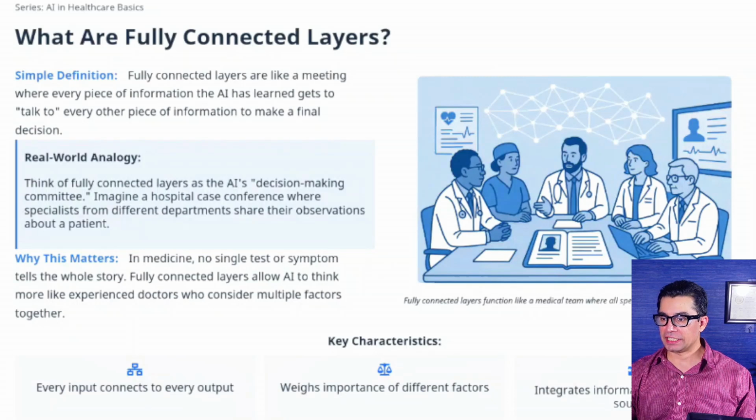All right, fully connected layers. So fully connected layers, the next lesson, and these are important parts of a convolutional neural network or a recurrent neural network. And these are the decision-making committee of AI.